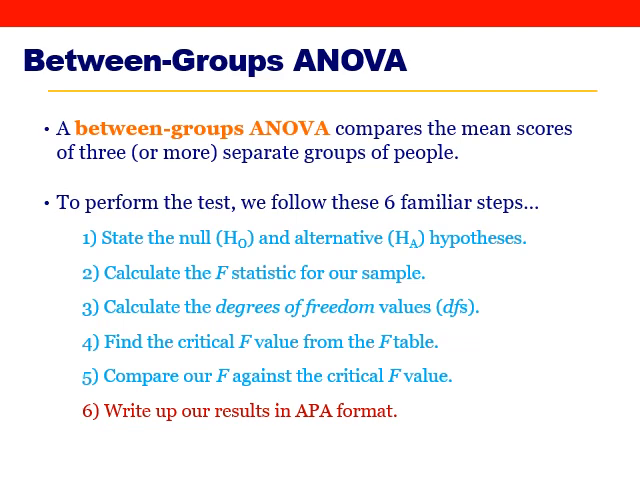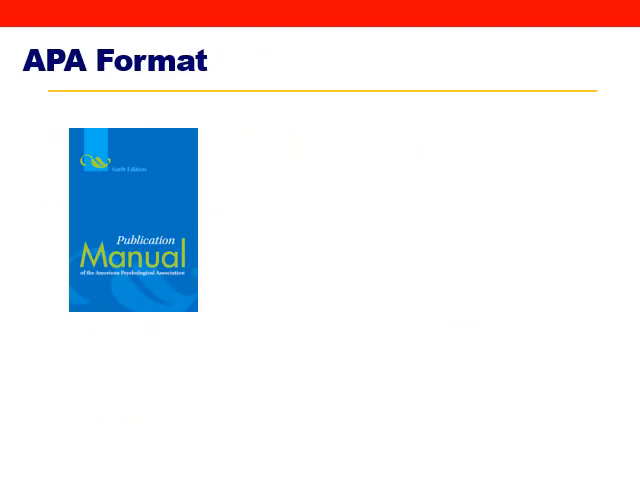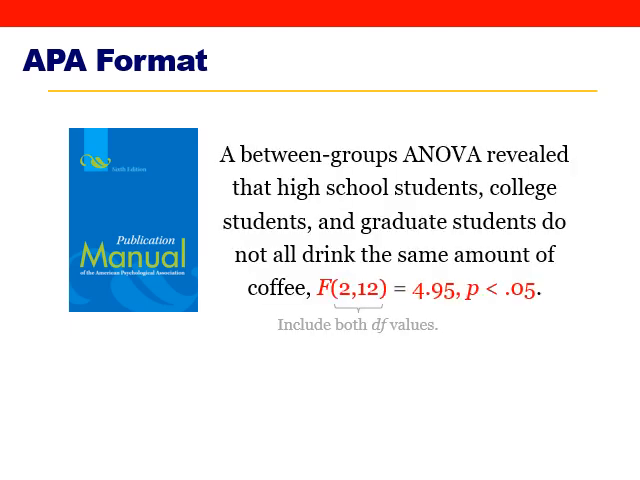Our last step will be to write up our results in APA format. Here's what that might look like here. Remember to always start by naming the tests that you did. A between groups ANOVA revealed that our three groups of students, high school, college, and graduate students, do not all drink the same amount of coffee. In other words, we did find a main effect here.